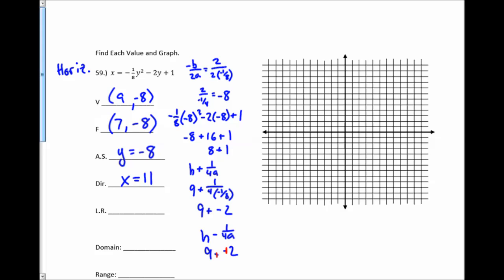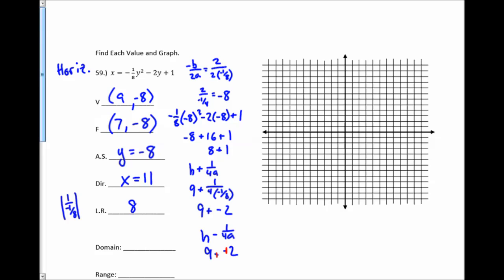And then the LR is the absolute value of 1 over a, which is the negative 1/8. So when I plug that in, it gives me a positive 8. And that gives me the width of this thing. And then we'll talk about domain and range. I'll wait till I graph it, and then we'll discuss the domain and range.